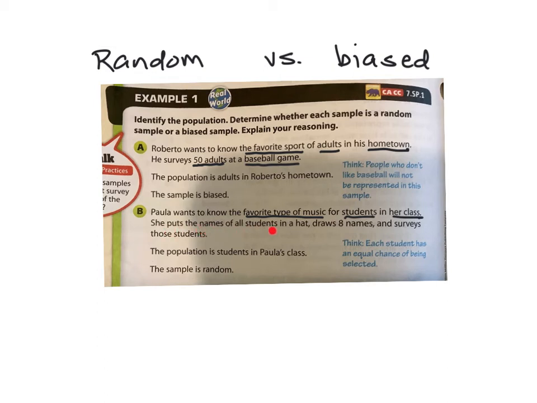She puts the names of all of the students in her class in a hat, draws 8 names out of the hat, and surveys those students. That would be random. She's drawing names out of a hat. She didn't let any bias seep into who she's asking. It was a fair choice of who she was going to ask. Everybody had a chance. So hers would be a random sample. So that's how those look.